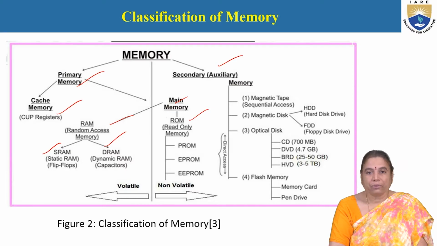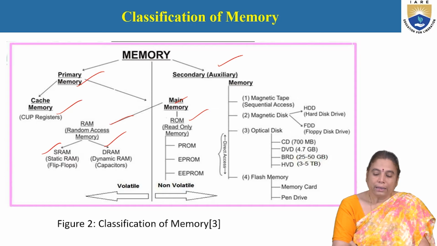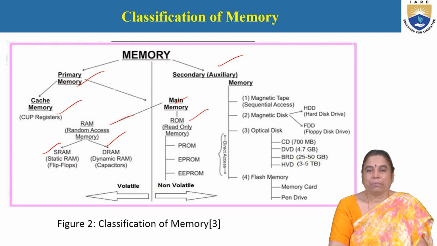So, refreshing of the circuit is needed for the DRAM. Next memory is the main memory. The next category of main memory is the ROM. The full form of ROM is read-only memory. That means only one operation, the read operation, can be permitted in this type of memory.